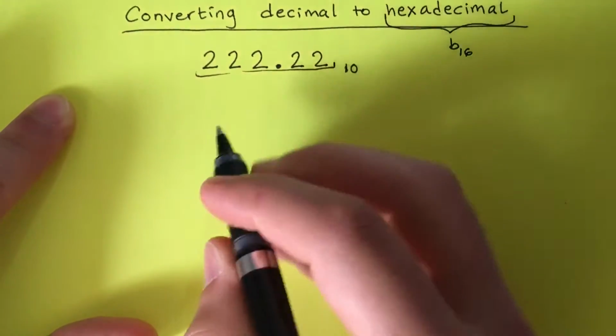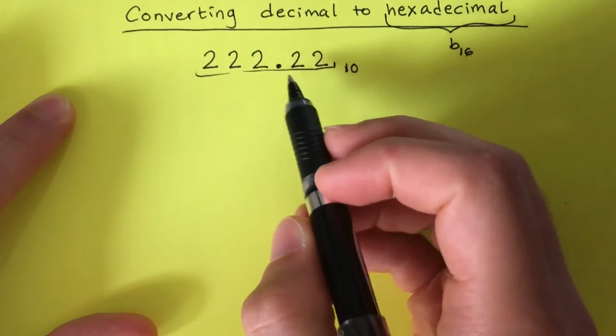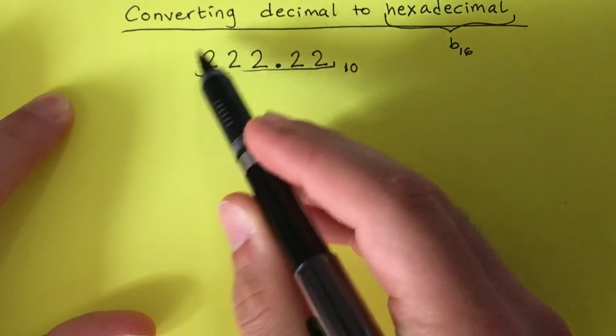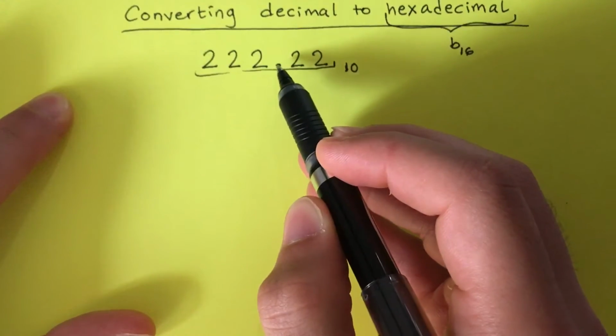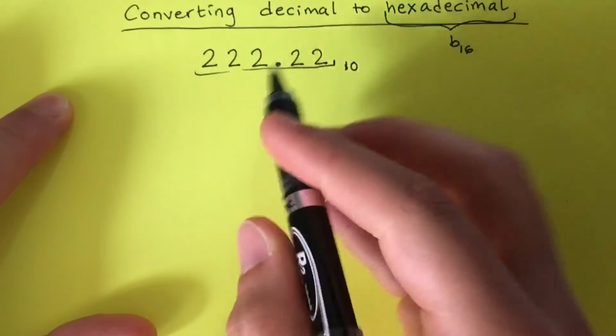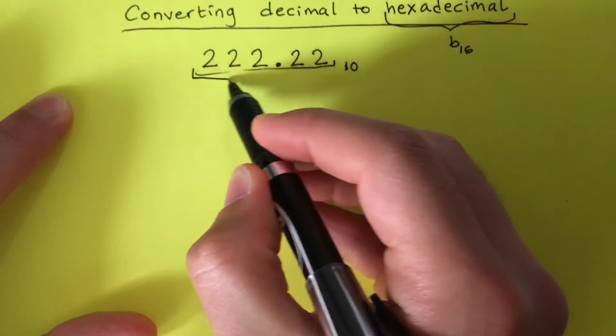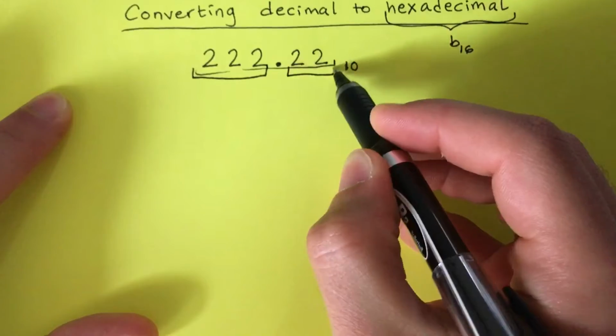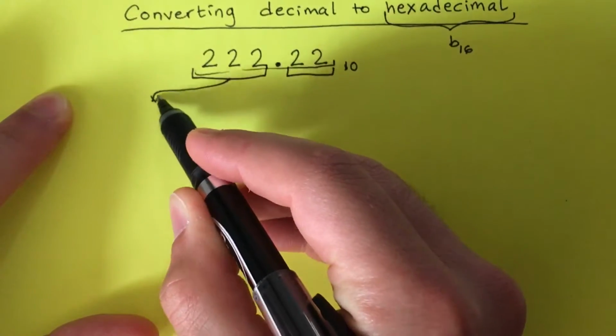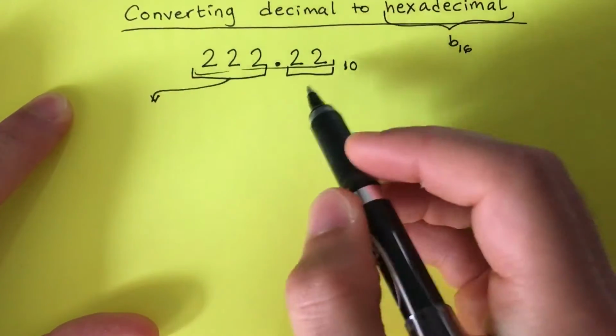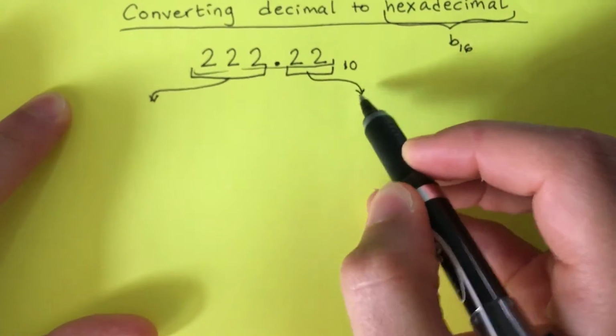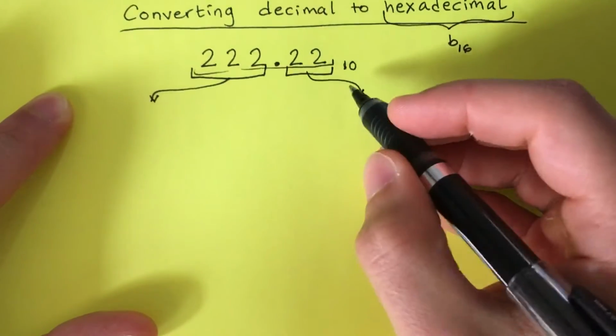base 10. So what we're gonna do, as you see, it's in fraction form. It's a whole number and then a point, some other number. So I'm gonna split it into two parts, right? First we're gonna work with the integer, or the left side, and then we're gonna work with the side that's to the right of the decimal.